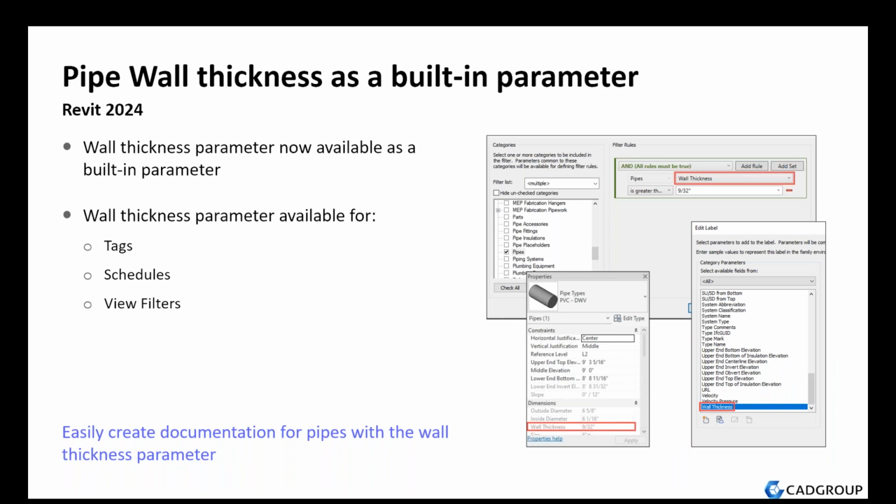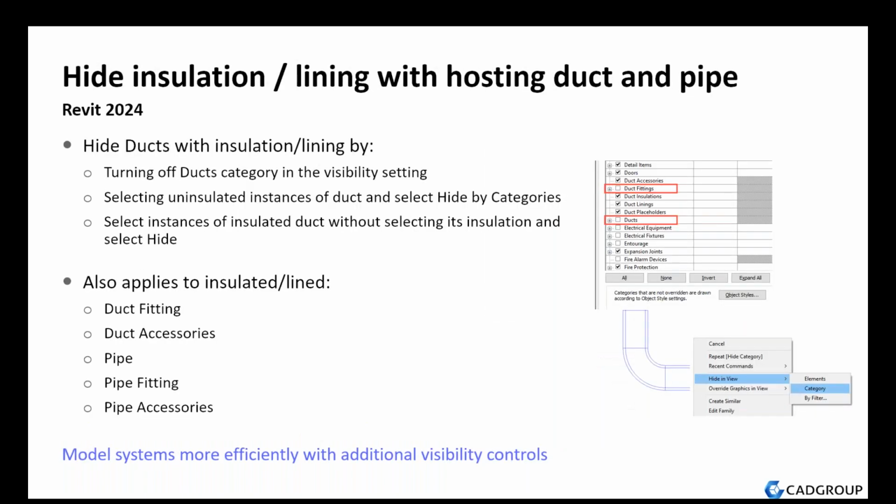In addition to that, your pipes now have the wall thickness exposed as a built-in parameter. So you can tag, schedule, and create view filters based on the wall thickness. It was always there, it just wasn't something that you could really actually use. Also, I think people have been complaining over the years about the way that Revit handles how you can hide or show insulation and lining in ducts and pipes. And so that's been given a bit of a workover to make it more flexible and easier to handle.